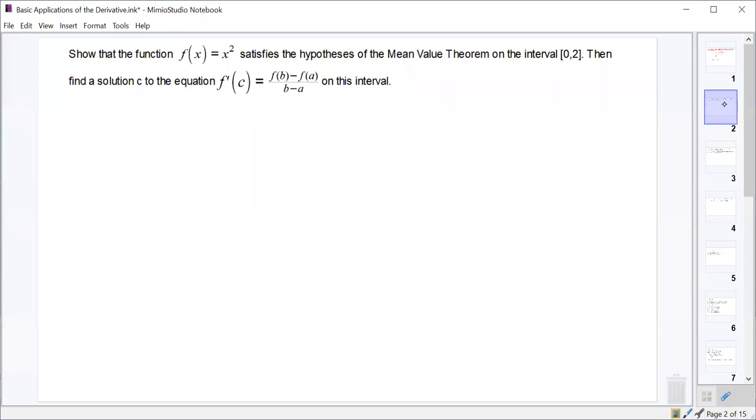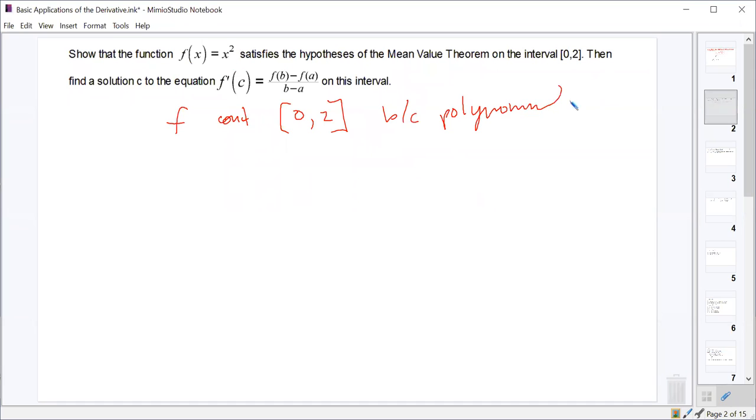Okay. So we're going to just do a nice, simple, easy one. We've got f of x equals x squared. We want to show that this function satisfies the hypotheses of the mean value theorem, and then find the solution to where it occurs. So first off, is f continuous on 0 to 2? And if so, why? Polynomial. Yes, it's continuous because it's a polynomial.